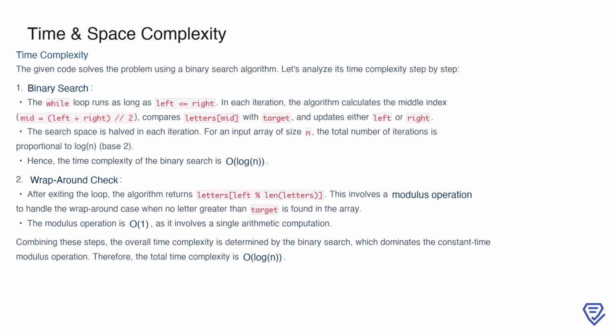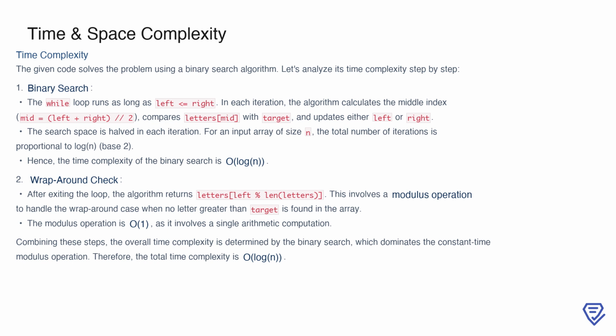The time complexity of the given solution is driven by the binary search algorithm it employs. Binary search works by repeatedly halving the search space. At each step, the algorithm calculates the midpoint of the current range and decides whether to continue searching in the left or the right half, based on the comparison between the target and the middle element. This halving process leads to a logarithmic number of iterations, specifically log base 2 of n, where n is the size of the input array.